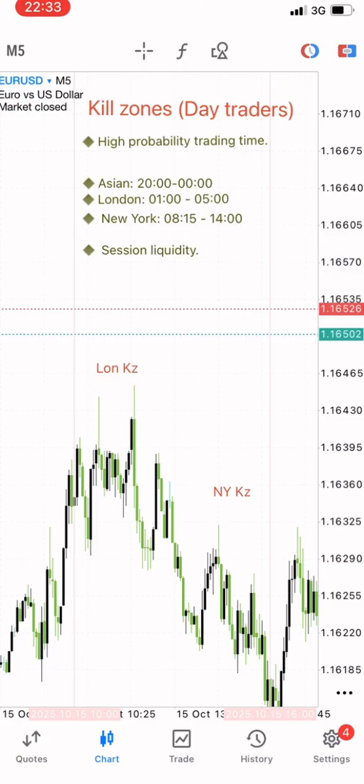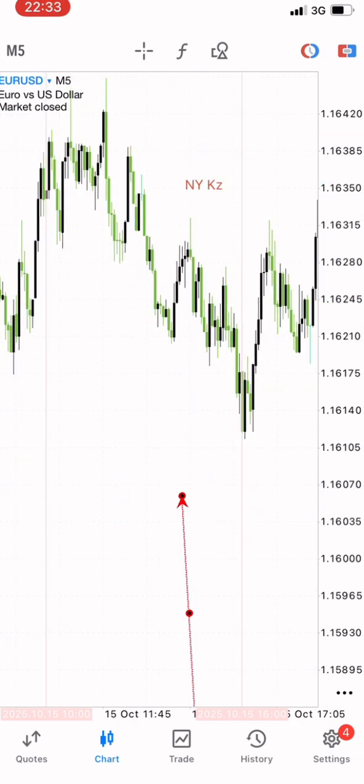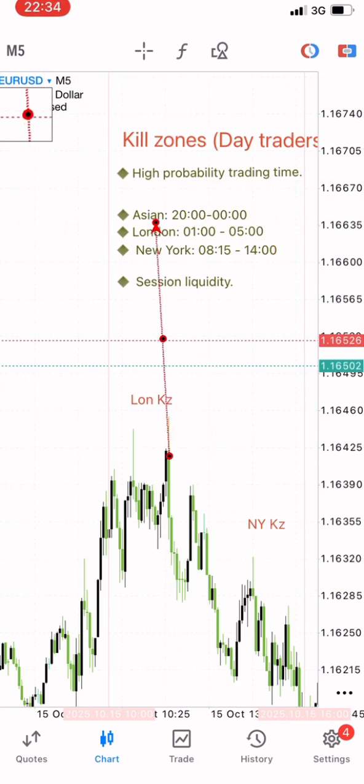It's a window of time in which price moves faster. We have three main ones: the Asian session, usually which we leave and don't trade. We watch what the Asian does in order to anticipate London. So the Asian session is 8 p.m. to midnight New York time.